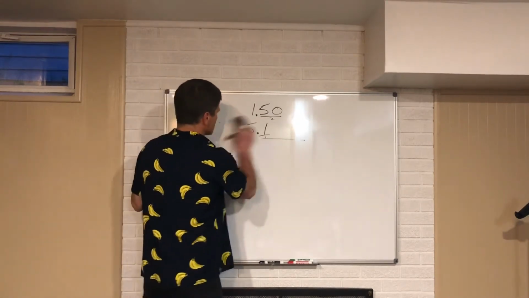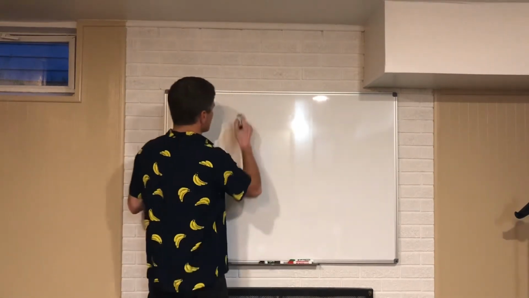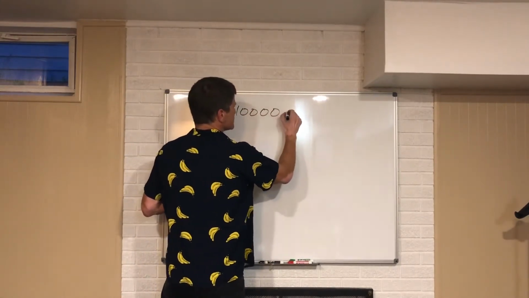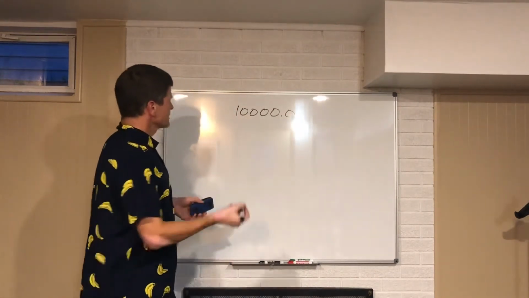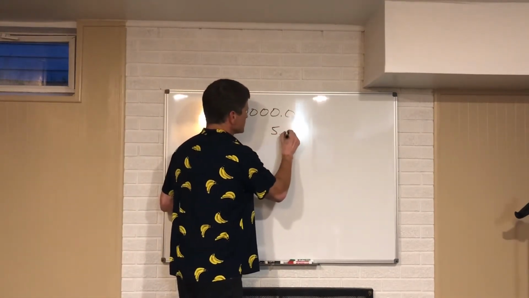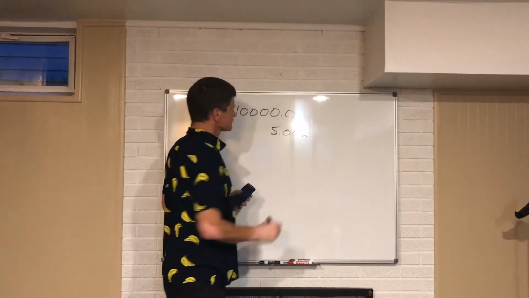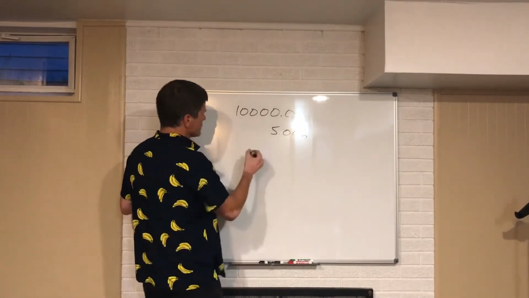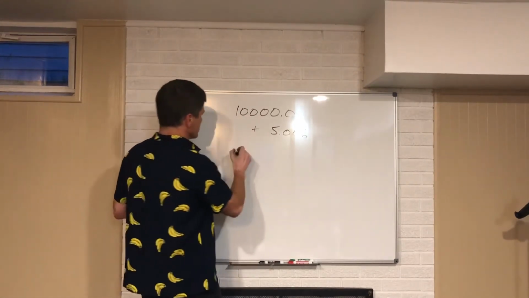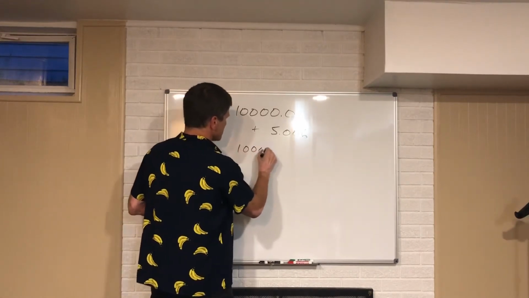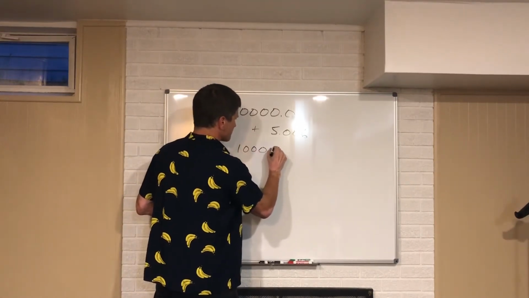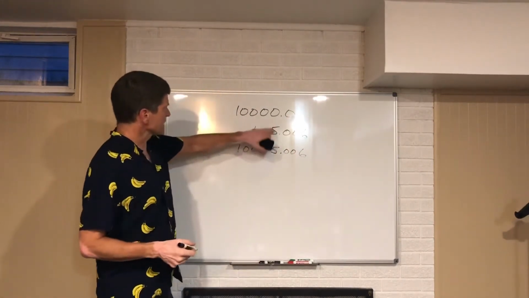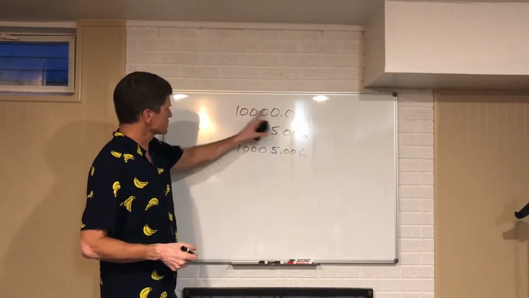Let me give you another example here. So let's say I have 10,000.0, and I'm going to add 5.006. In this case, we can go ahead and do the basic addition on this. And I know I have 10,005.006. But I'm not interested in these significant figures to the left.